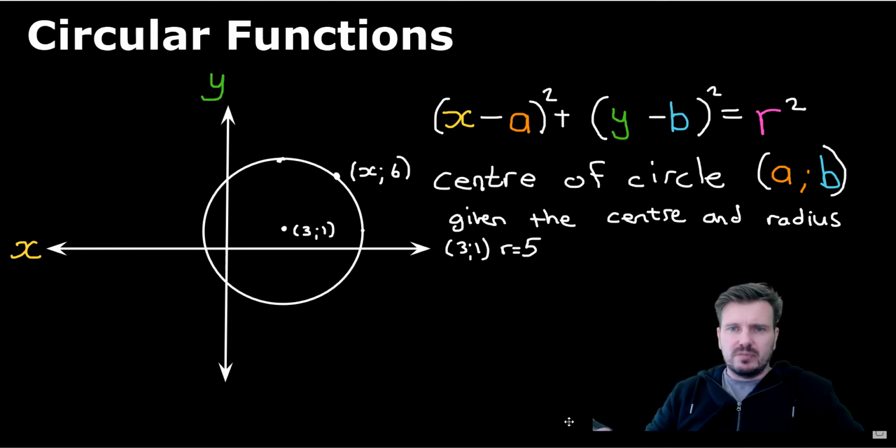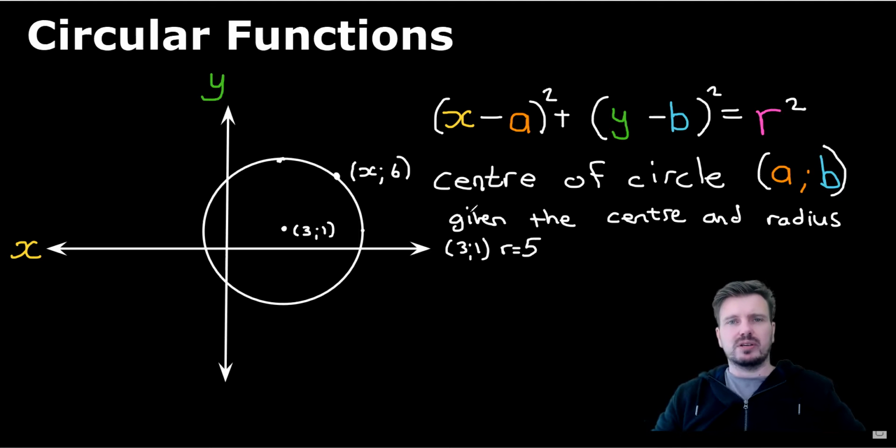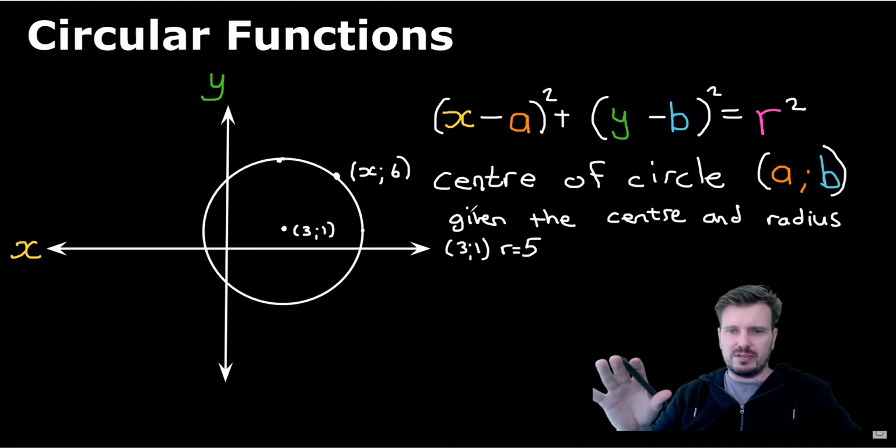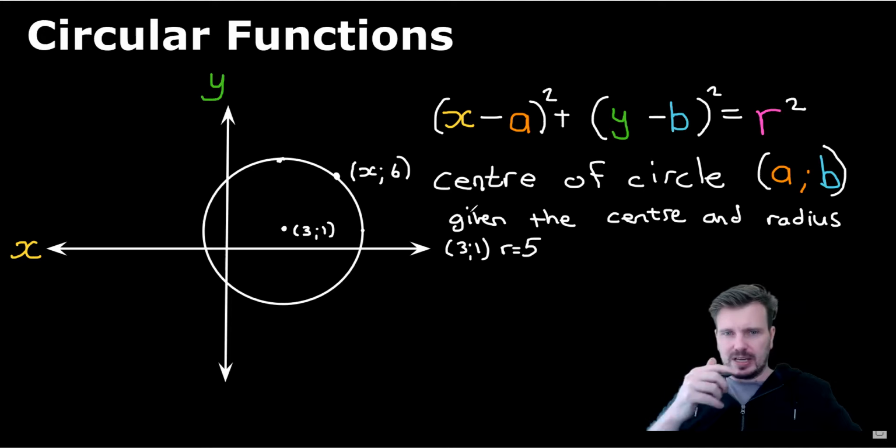Okay, so the last time we looked at a circle where we were given a point on the edge of the circle, as well as the center of the circle, and we were able to work out the radius. Now we're going to look at a question where we're given the radius, the center, and a point, but we're not given the full point. We're only given one of the values, and then we're going to work out the missing x.